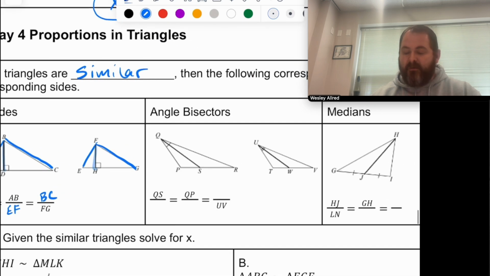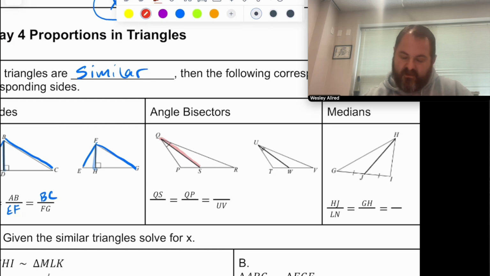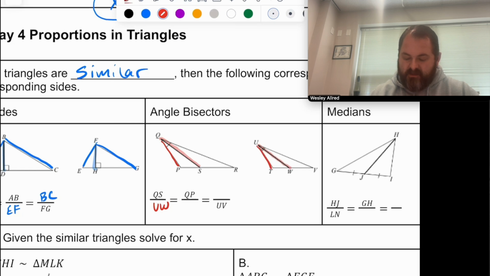Okay, we have angle bisectors here as well. So these would be examples of angle bisectors. Okay, QS is an angle bisector, UW is an angle bisector. Those two segments would also be proportional. Okay, QS to UW would be the same as the ratio of QP to UT, or the same as the ratio of QR to UV. Again, just other ways we can set up these proportions.